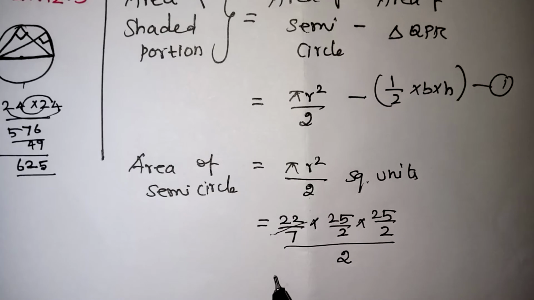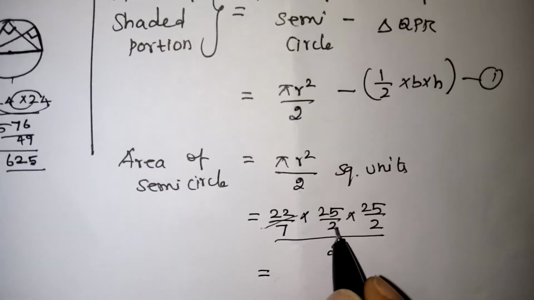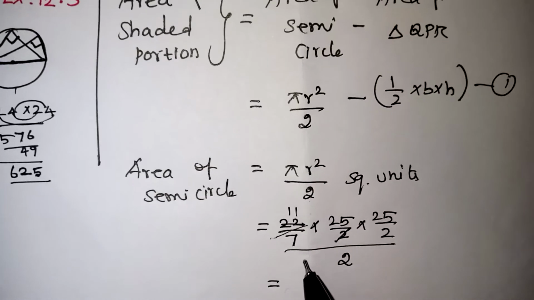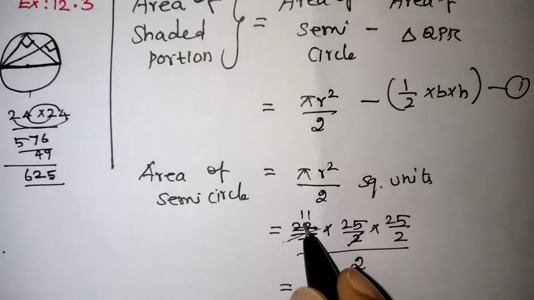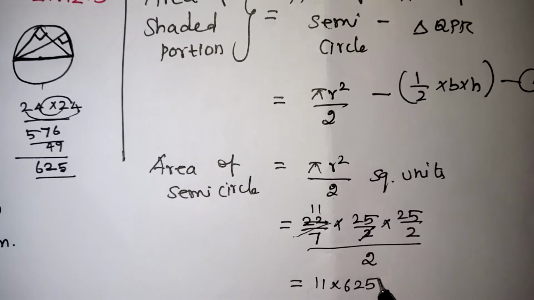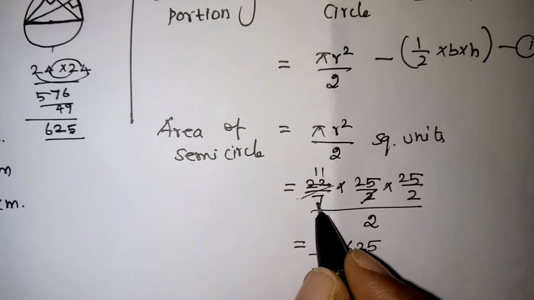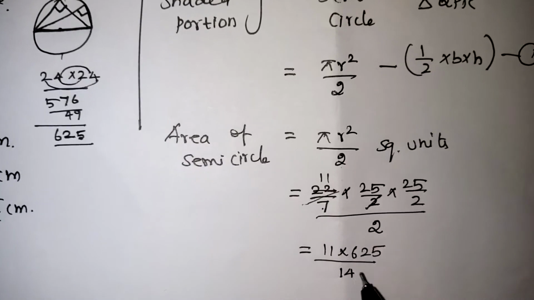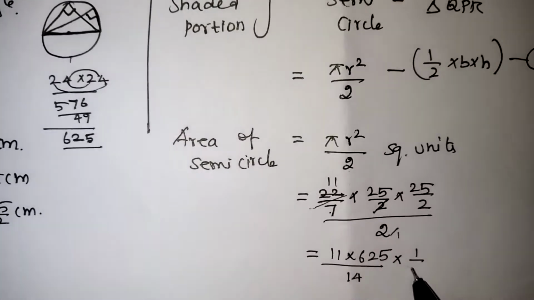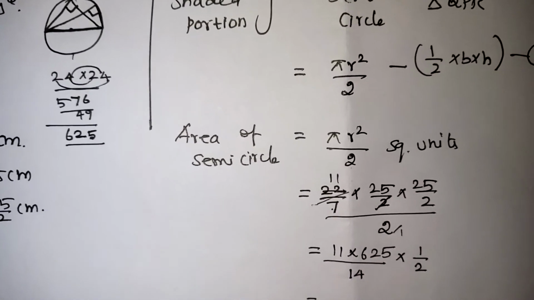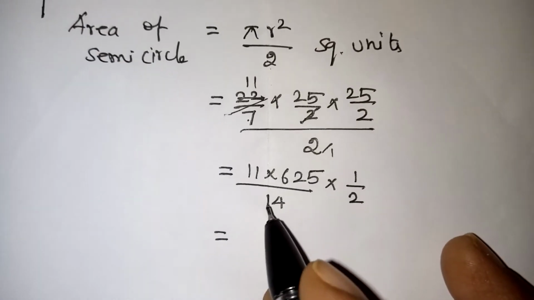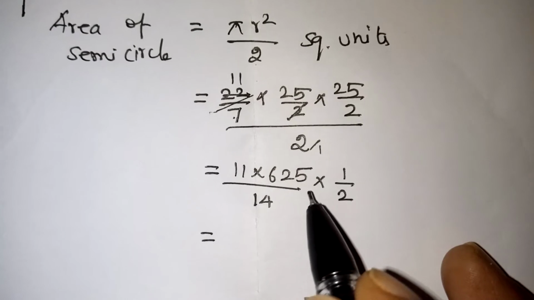Now we have to complete this by cancellation. This 1 time, 11 time. Again, if anything is there to cancel, we can cancel, or we can multiply. This is 11 multiplied by 25. 25 times 25 is 625, divided by the denominator: 7 2s are 14. Here we have denominator 2 by 1. If you bring it to the numerator, it will become 1 by 2. Now we have 625 into 11 by 28. So here we are going to multiply with 11.